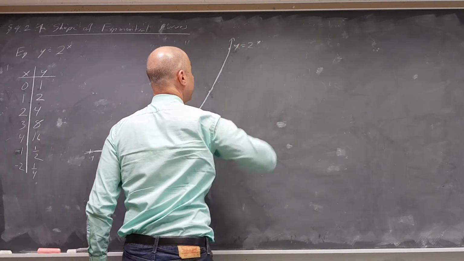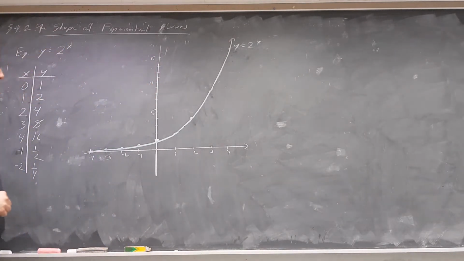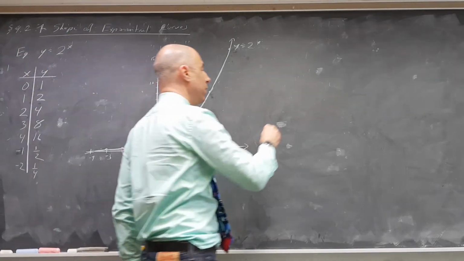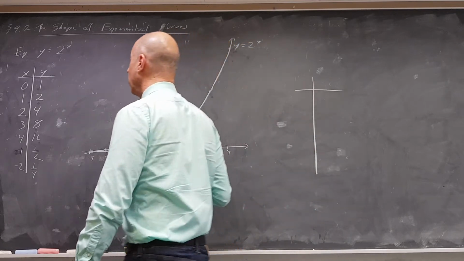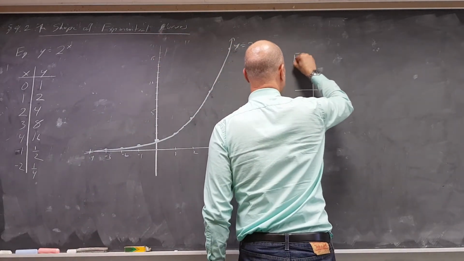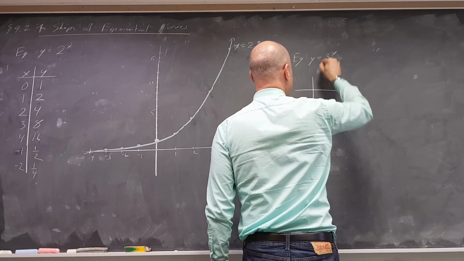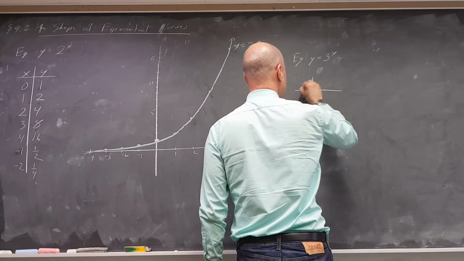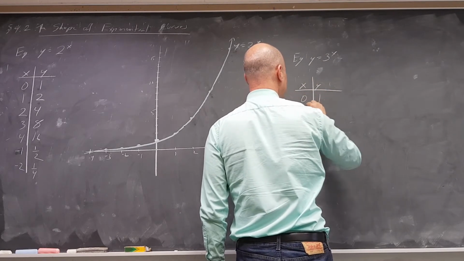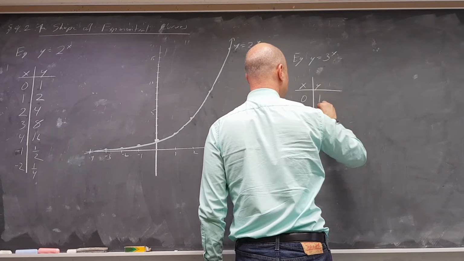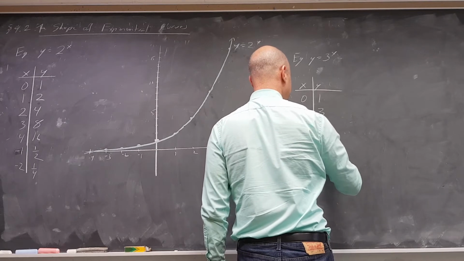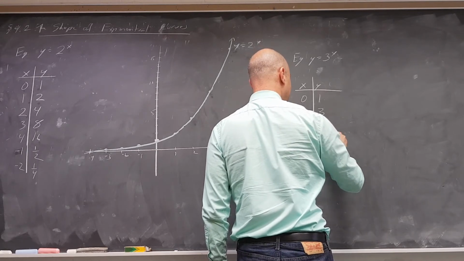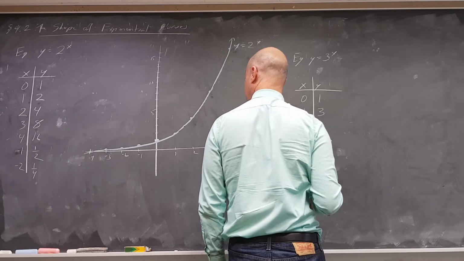Y equals 2 to the x. If we do y equals 3 to the x, so here's y equals 2 to the x. Here we have y equals 3 to the x. At 0, we're at 1 again. At 1, 3 to the 1 is 3. At 2, 3 squared is 9. At 3, 3 cubed is 3 times 3 times 3, or 27. That's already off the blackboard, so I'm not going to go any further than that.